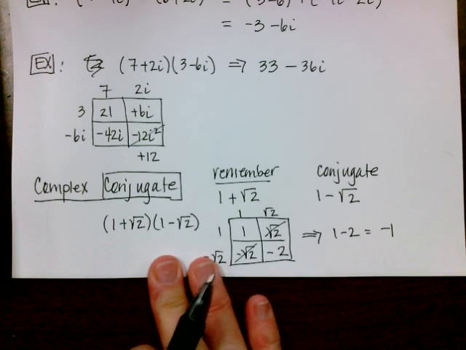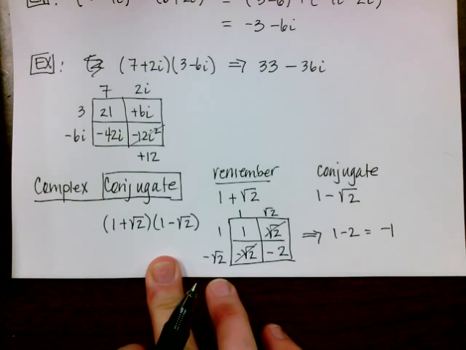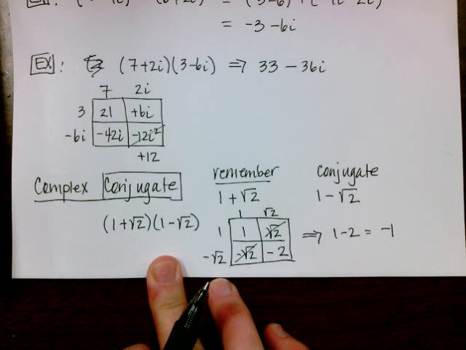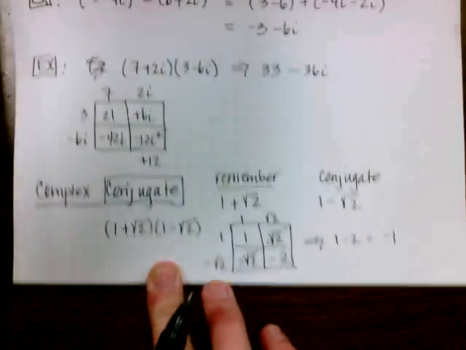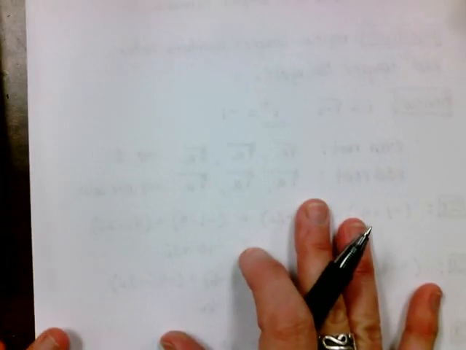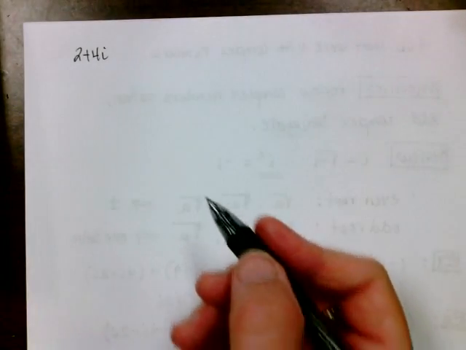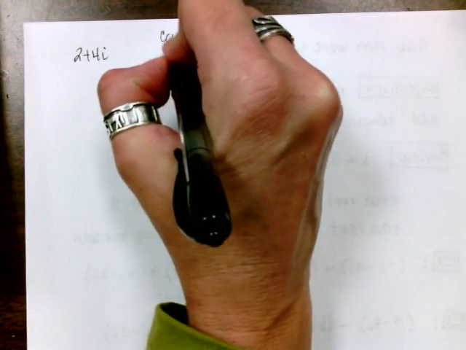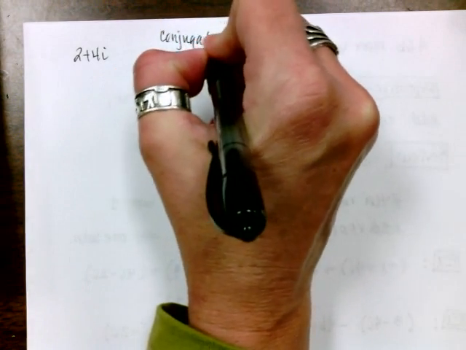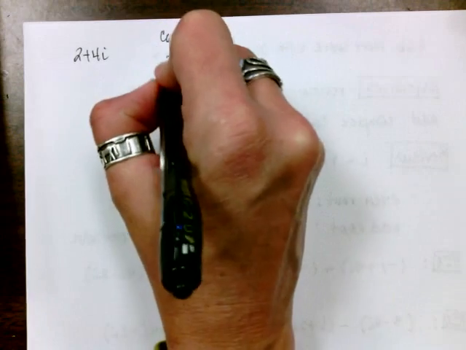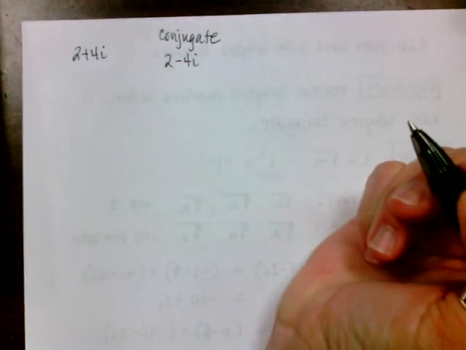So now what we're going to do is add the information for the complex numbers. All right, so if we start with our complex numbers, if I have a 2 plus 4i, its conjugate is going to be 2 minus 4i.